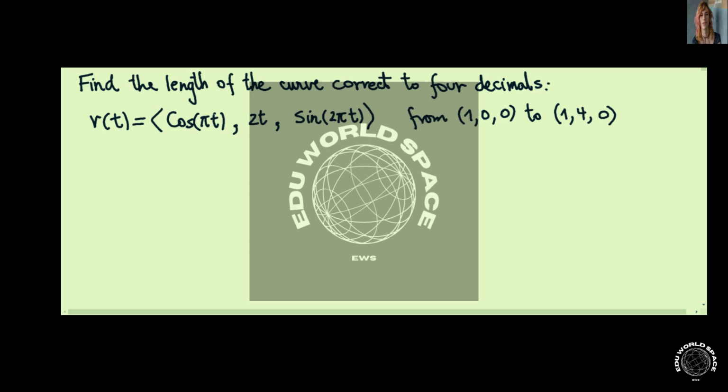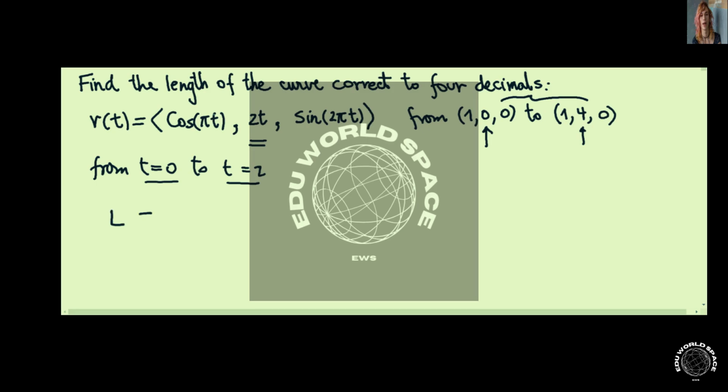To determine the range of values of the parameter t, we look at the second component. We know that 2t goes from the value 0, from t equals 0, to the value 4, that is, to the value of t equals 2. So this is the range of the parameter t to reproduce the curve from this point to this other point.